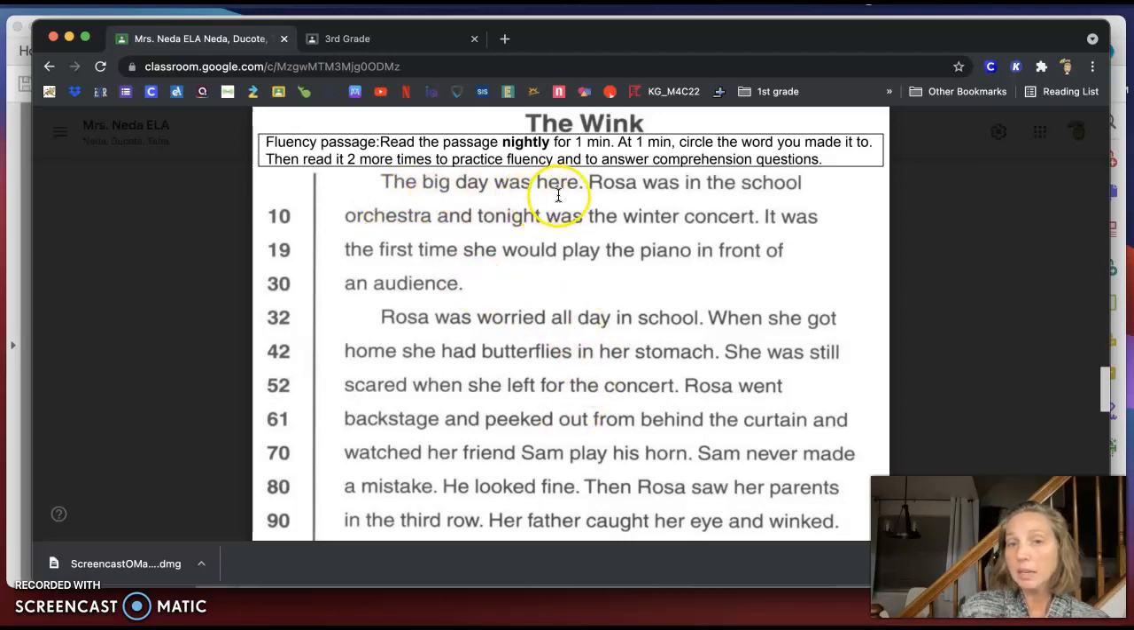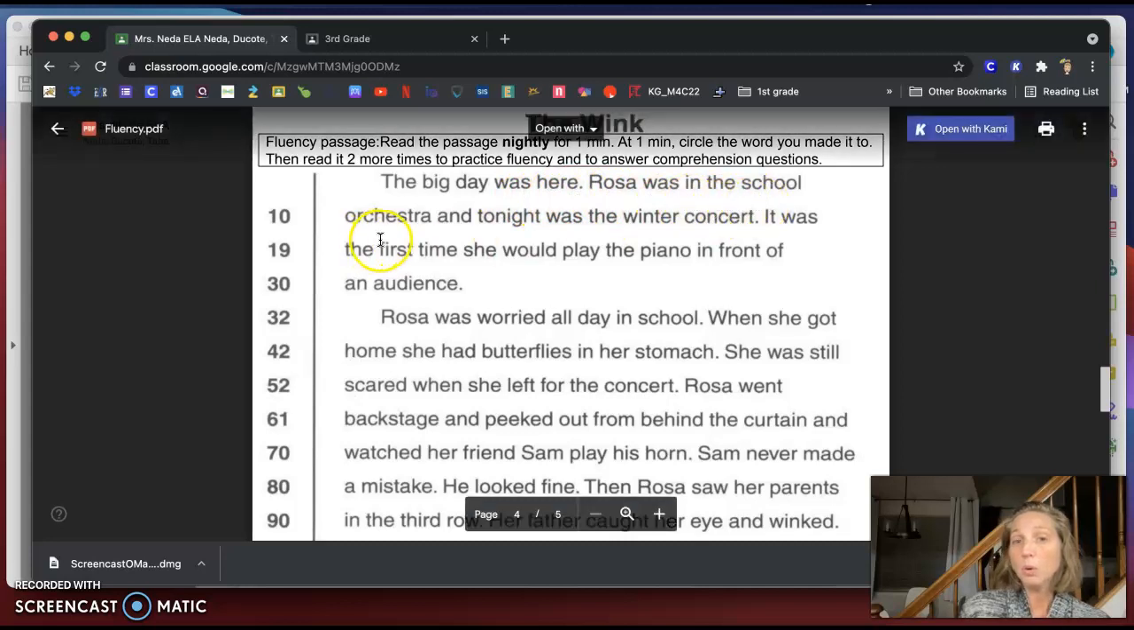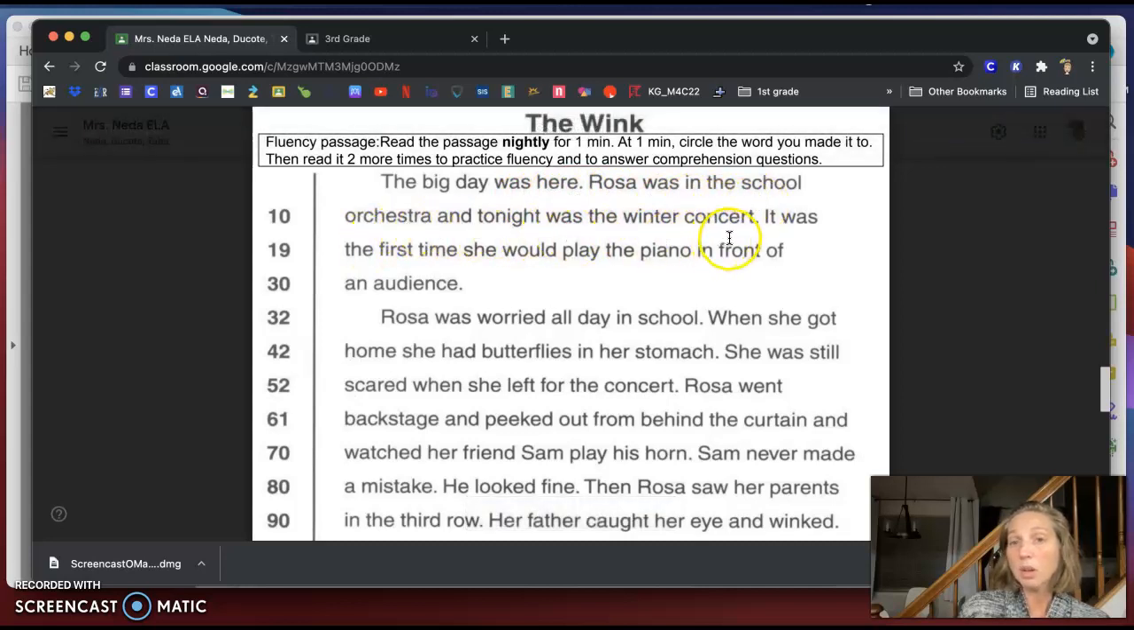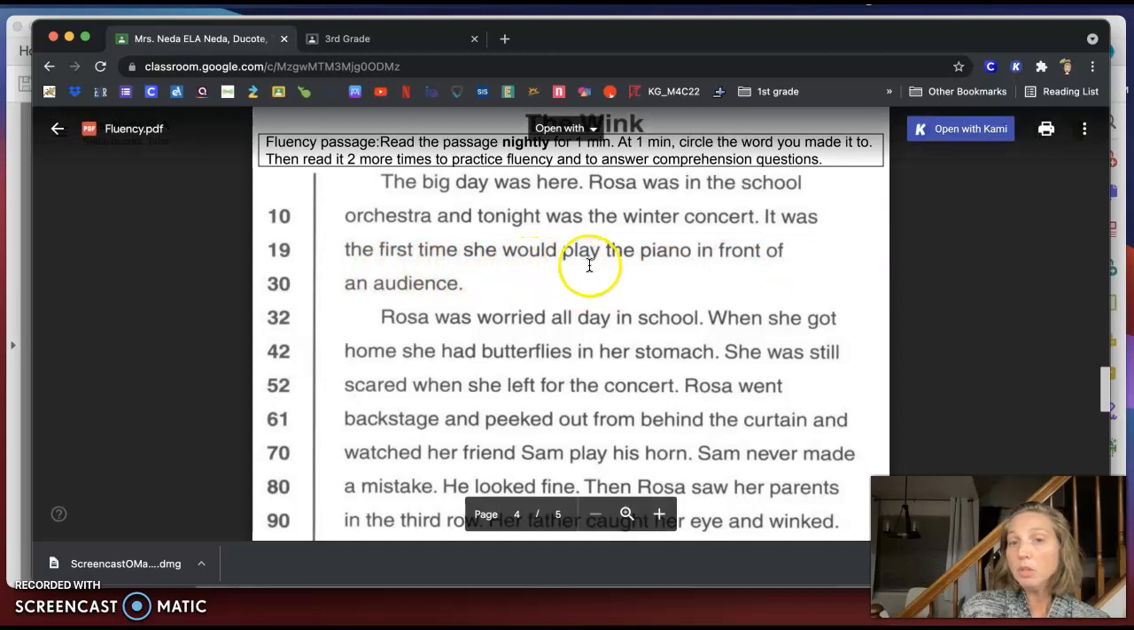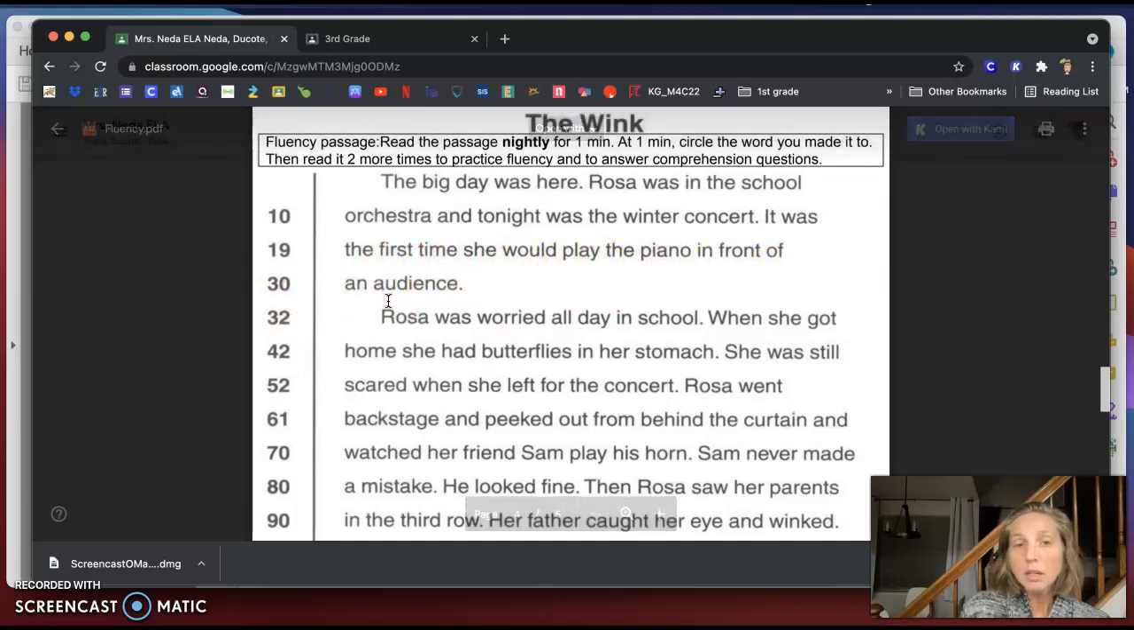The big day was here. Rosa was in the school orchestra, and tonight was the winter concert. It was the first time she would play the piano in front of an audience. Rosa was worried all day in school.